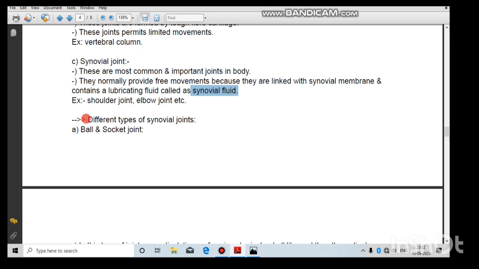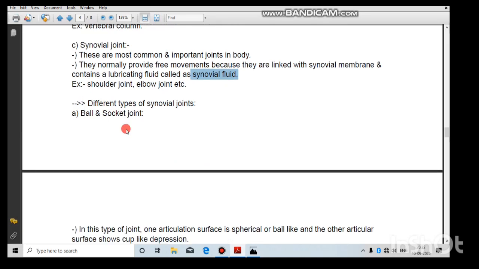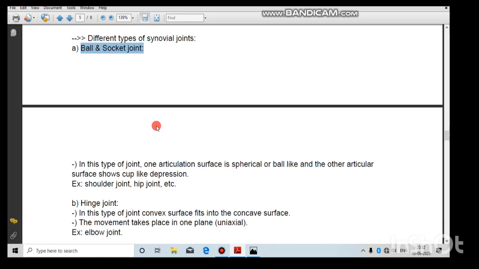There are some different types of synovial joints. The first type of synovial joint is the ball and socket joint. The name itself tells us: two bones are connected and forming a joint, but one bone surface is spherical or ball like, and the other bone surface is cup like, with a cup like depression.